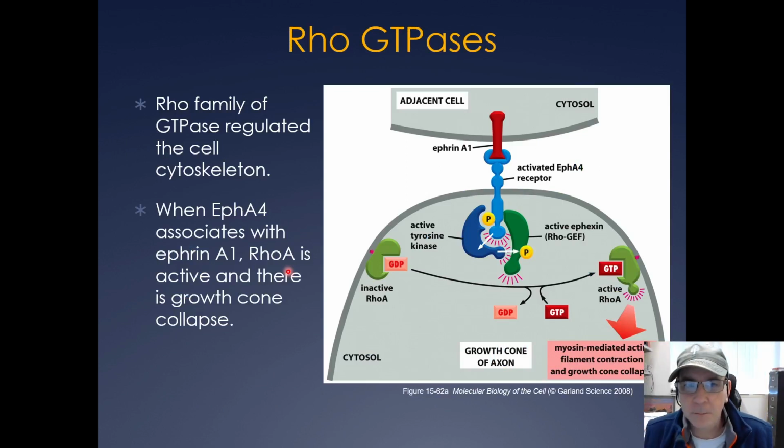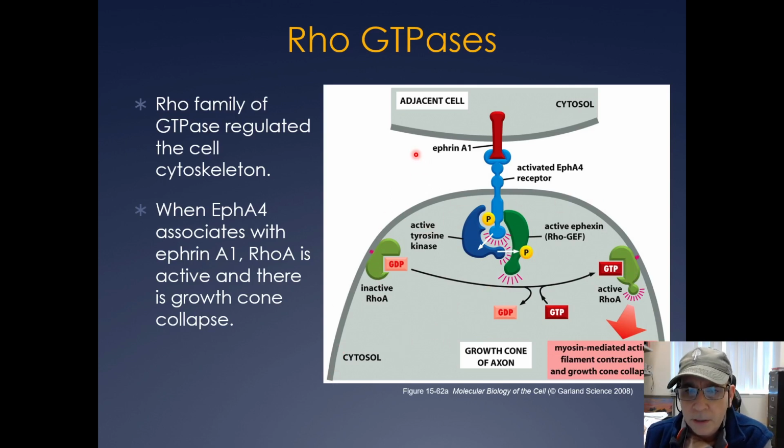Okay, another small G protein is called Rho. It functions in a similar way, where you get the GDP-bound form of Rho, which is inactive, and when the GDP is exchanged for GTP, it becomes active. This is very important in axon growth cone formation. And so here's how that works.